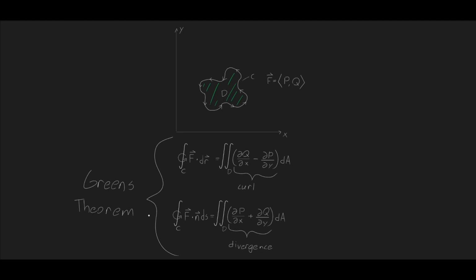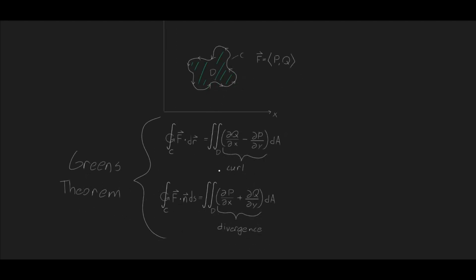And the second part of Green's theorem says that the flux, or F dot n, is equal to the double integral over D of the divergence of F, or the partial derivative of P with respect to x plus the partial derivative of Q with respect to y. And so these two theorems, or this one theorem, will help us solve and simplify these line integrals.